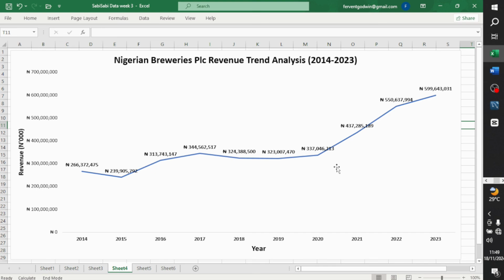So that will be all for this video. This video is actually just showing you the revenue trend analysis and preparing you for what's ahead, which is the net profit analysis of this particular company. Then you can get a holistic overview of what their financial health, performance and position actually look like. So that will be all for this video.